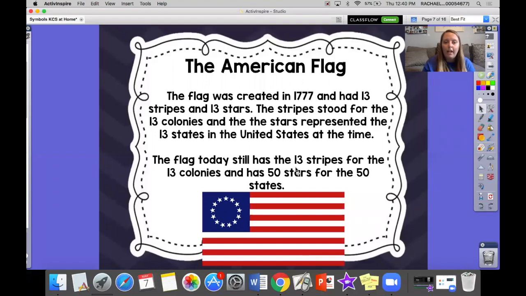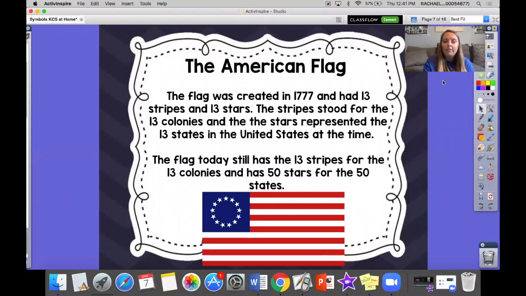So the American flag, the United States flag, originally had those 13 stripes, 13 stars for the 13 colonies and 13 states, but today we have 50 states. If you can, pause and turn and count to 50 for someone near you, and let's think about how many states that is. That's a lot of states in the United States.